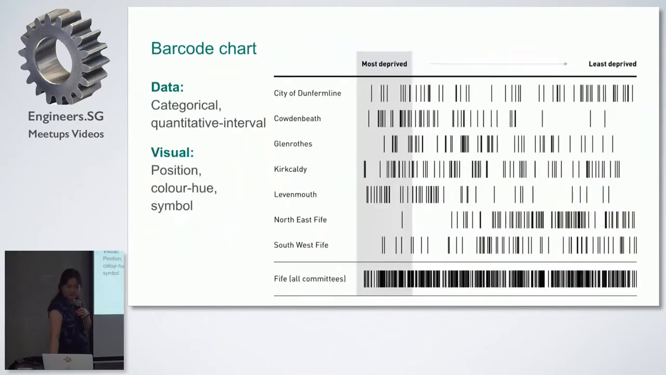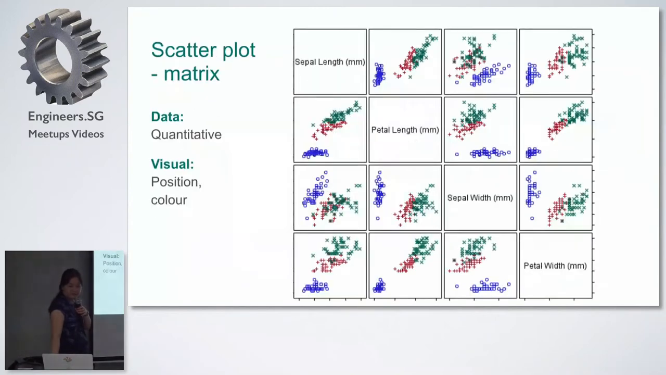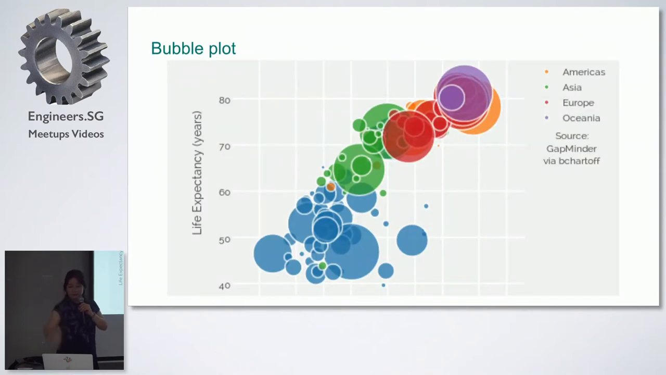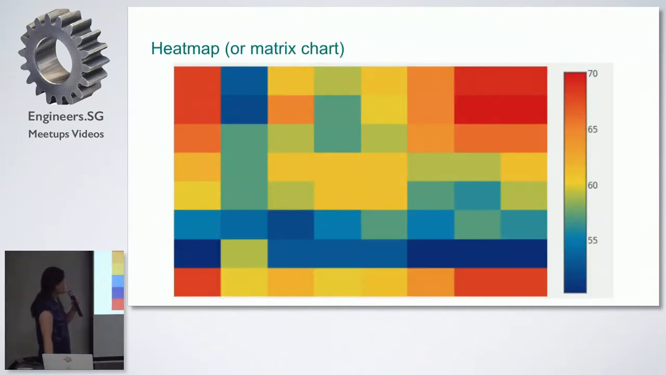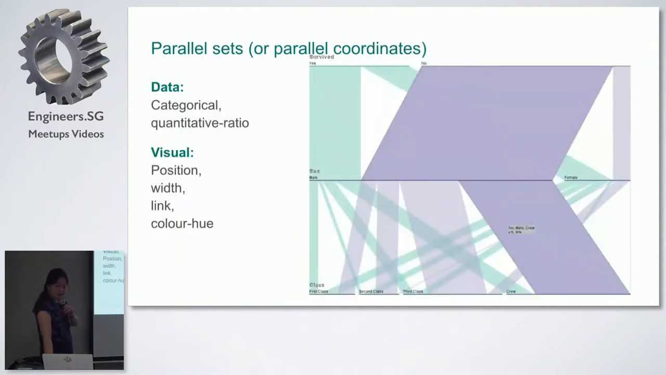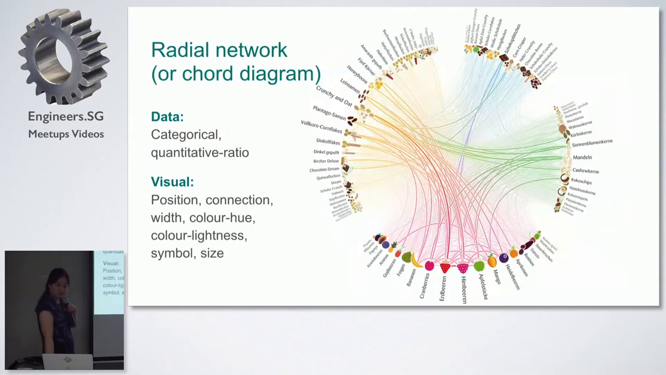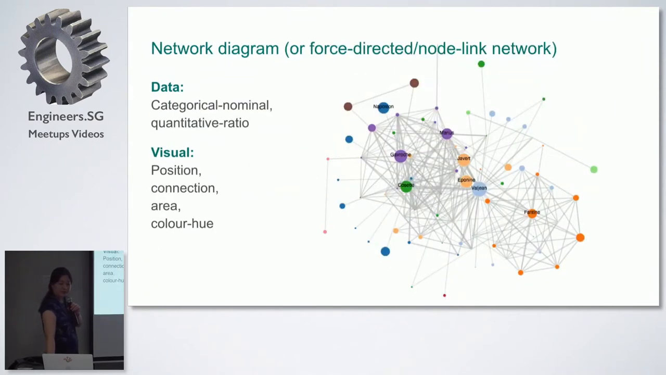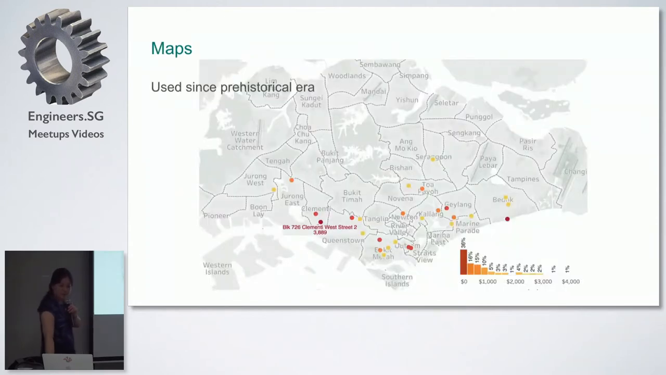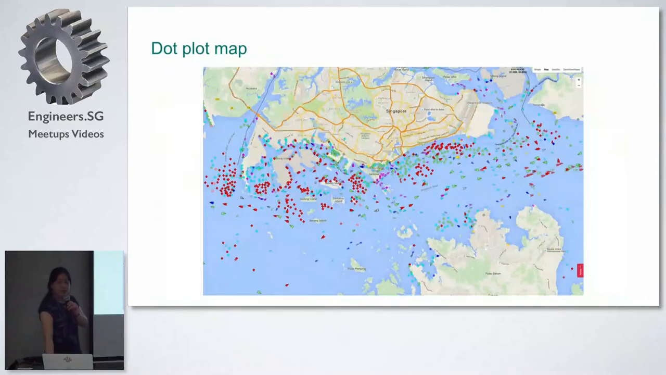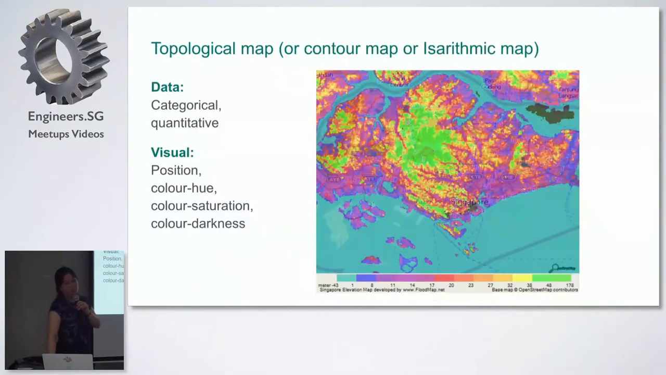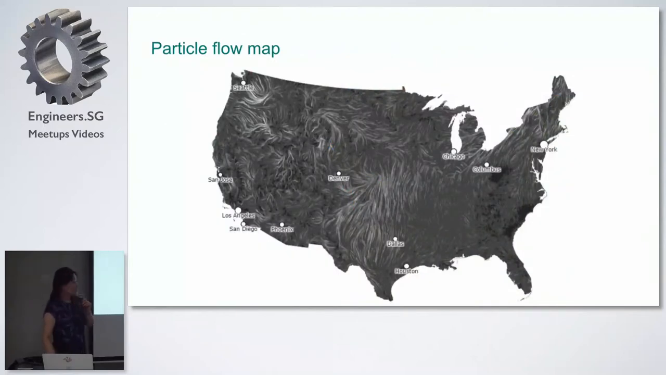Candlestick charts, barcode charts, flow maps, scatter plot matrix. For data scientists, would be familiar with scatter plots, but basically you just plot every single data point in to find the clusters. Heat maps. Parallel sets. Radial networks. Network diagrams. Dashboards. Maps. Crawl path maps. Dot plot maps. Bubble plot maps. Topological maps. Particle flow maps. This basically shows the wind over time.